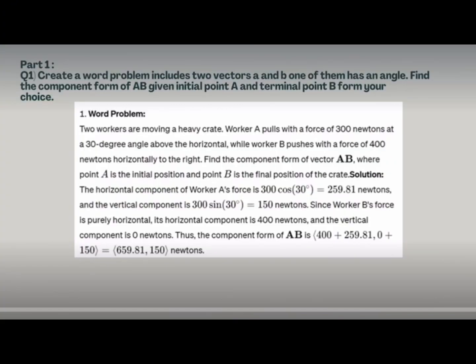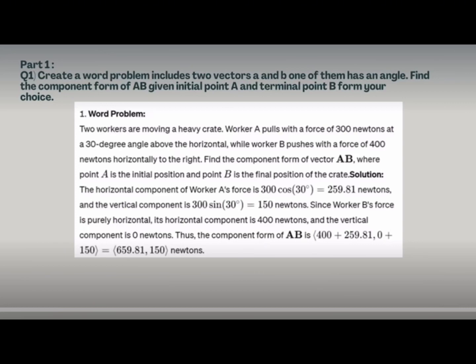First of all, we created a word problem that includes two vectors, which are A and B, that have a specific angle. Okay, so we found the components of A and B given the initial point of A and the terminal point of B. The first force we used was 300 newtons with a 30-degree angle above the horizontal. And for B, we worked with a force of 400 newtons horizontally to the right.